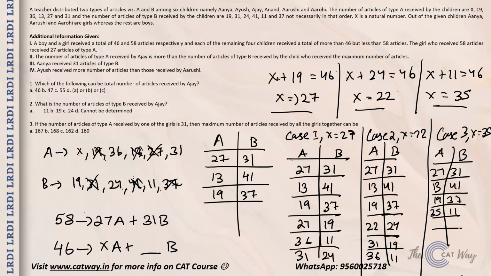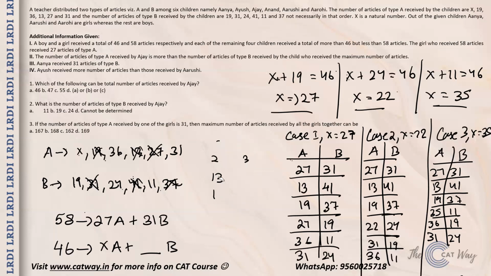Now 36 and 24 will give you a higher number, because you cannot go more than 60. So that means 36 and 24 are not going to be linked. That means 36 is going to be linked with 19, and in that case 31 will be linked with 24. So these are the three cases that have been formed.